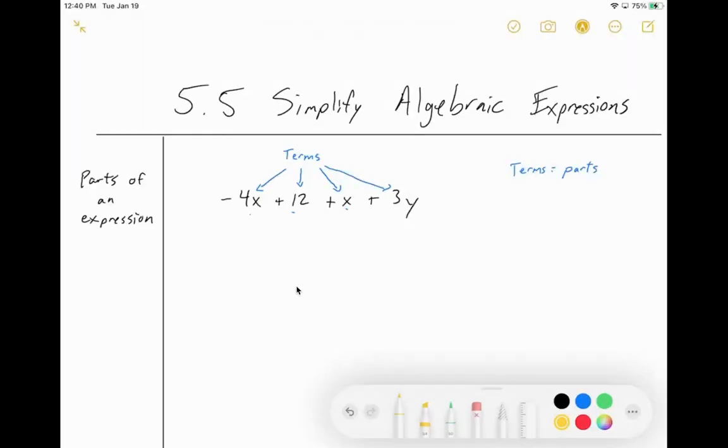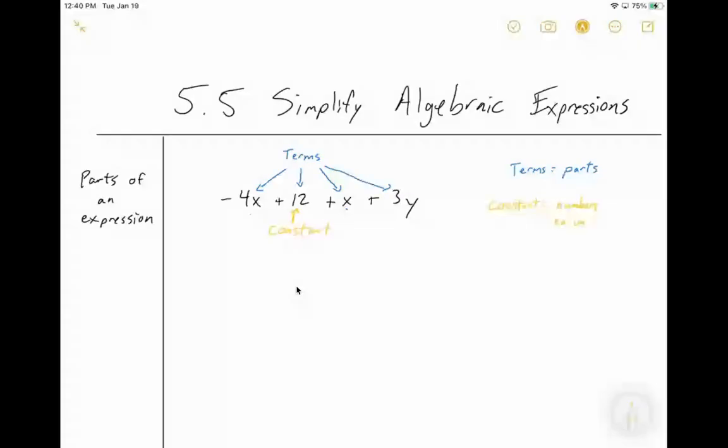Okay. Next, this one's a little bit easier. Constant. 12 is a constant. So what is a constant? Constants are simply numbers, no variables. Because it doesn't change. No matter what x is or no matter what y is, 12 is 12. That's it. Doesn't change at all. So 12 is 12. That means that 12 is your constant.